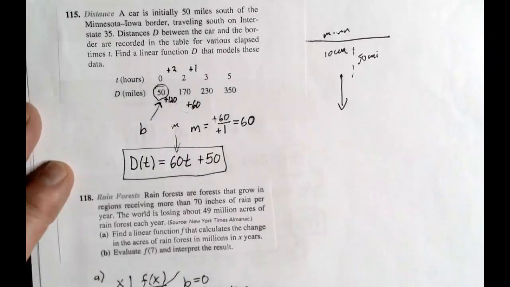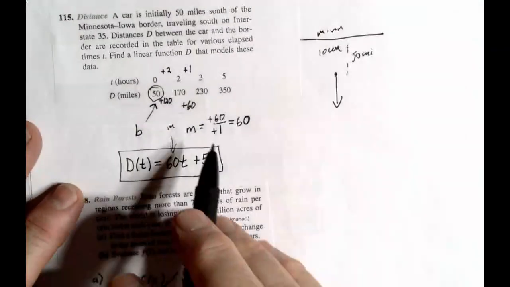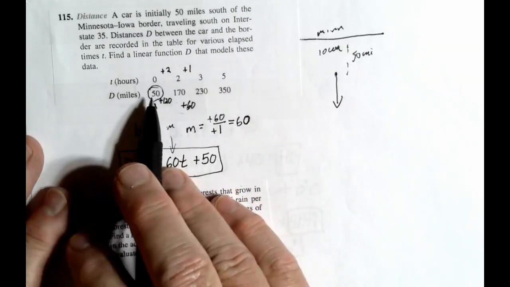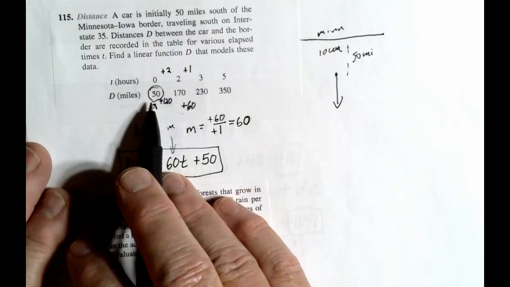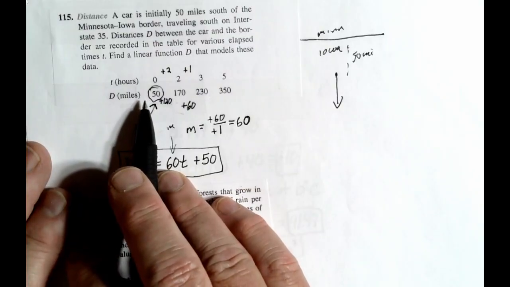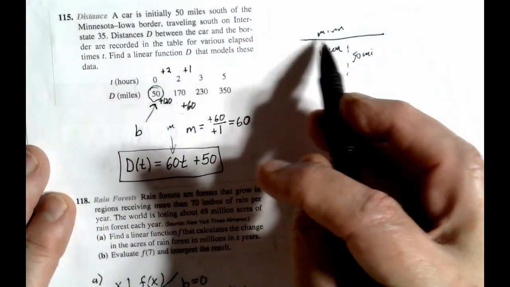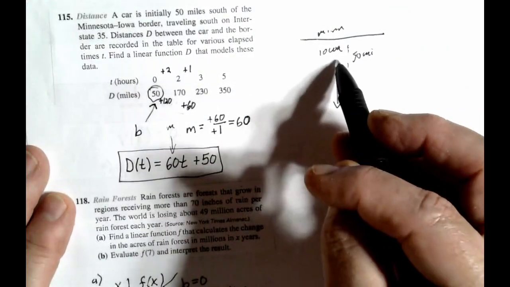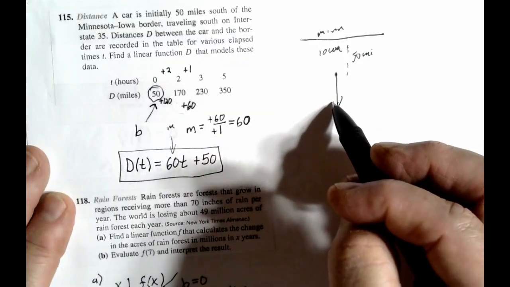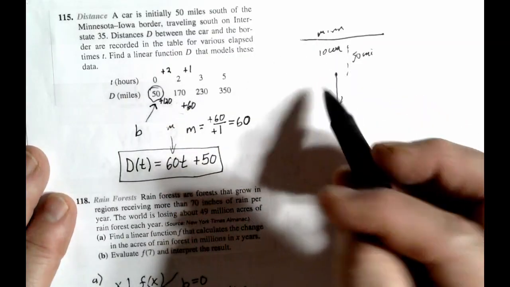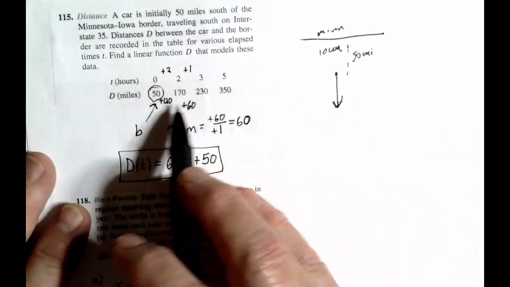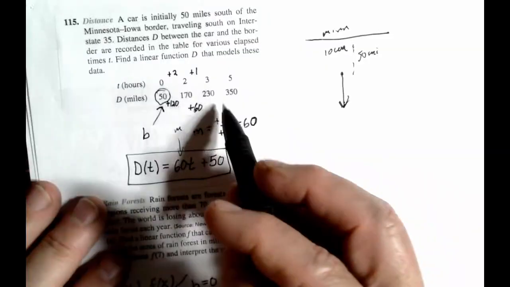Okay, 115. This one says the car is initially 50 miles south of the Minnesota-Iowa border, and it's traveling south. So here's the Minnesota-Iowa border, and you're 50 miles from it, and you're traveling away from the border. So you're 50 miles from the border, and then after 2 hours you're 170 miles from the border, after 3 hours you're 230 miles from the border, and so on.